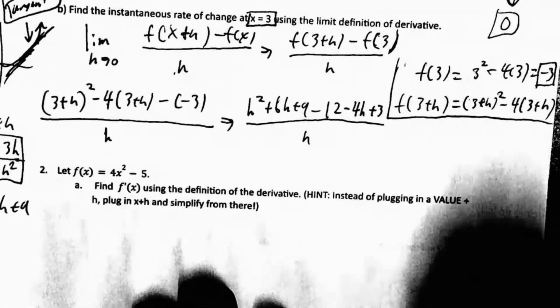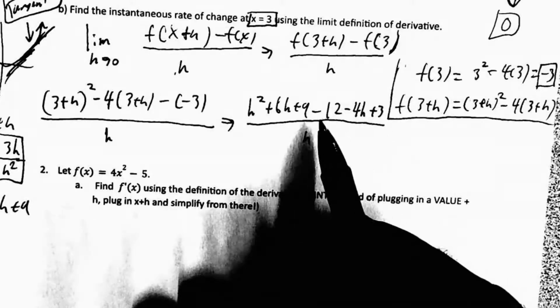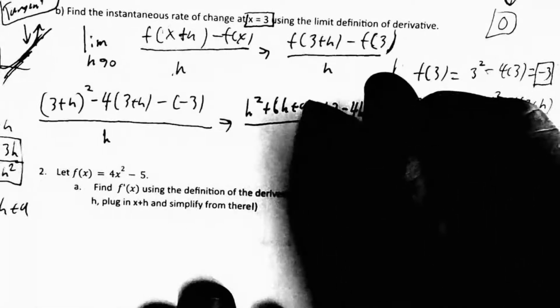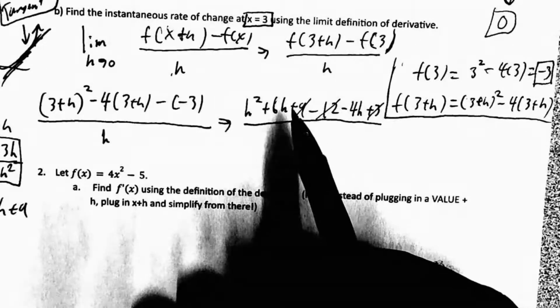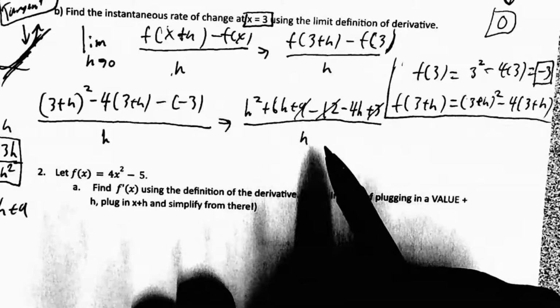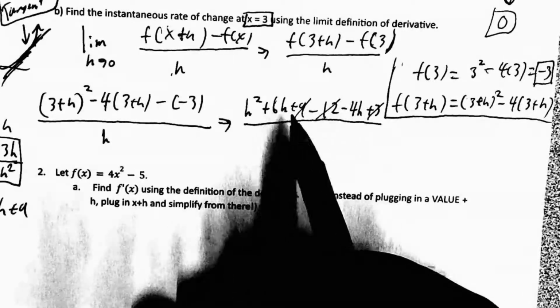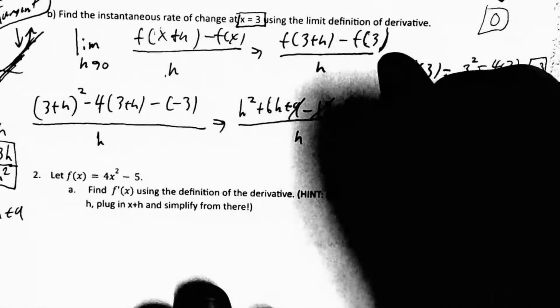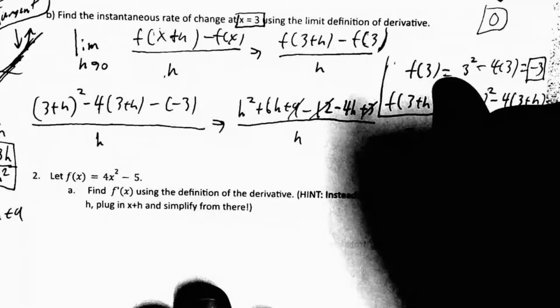Now I want to simplify this. So notice 9 plus 3 is 12. Minus 12, they all cancel. So these three cancel. 3 plus 9 is 12. 12 minus 12 is 0. They all cancel out because 12 minus 12 is 0. Then I have 6h minus 4h. 6 minus 4 is 2. So what I now have is h squared plus 2h over h.